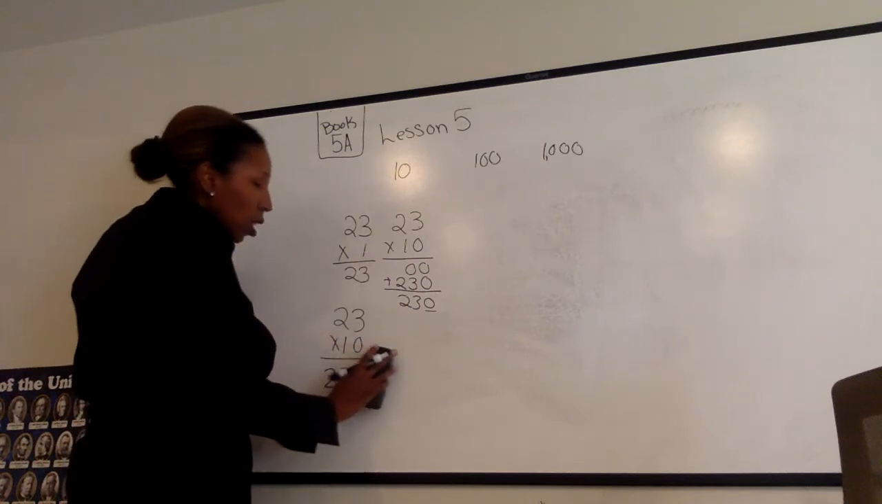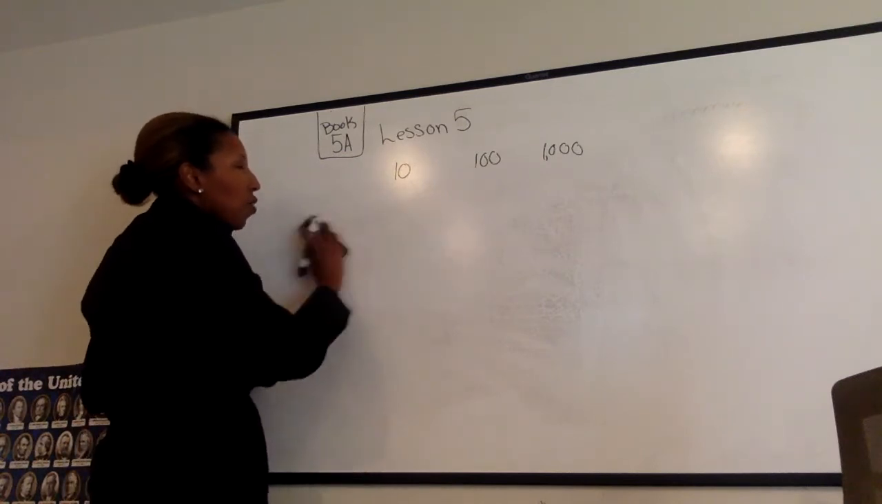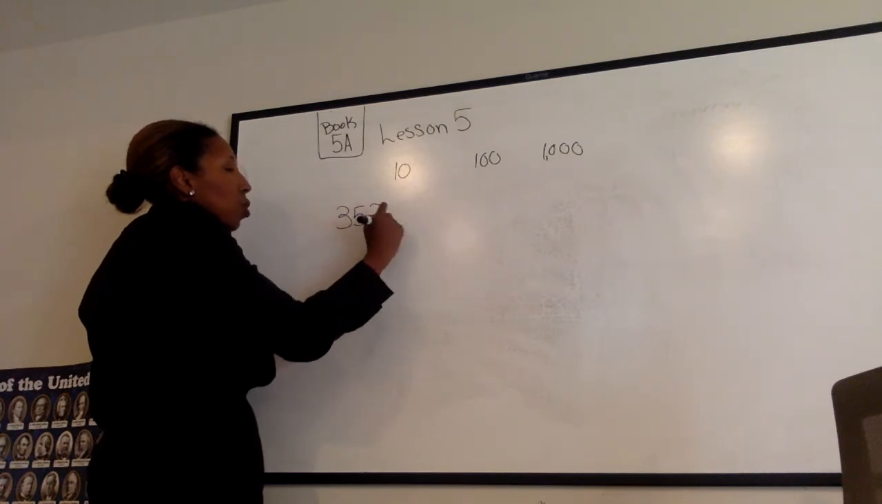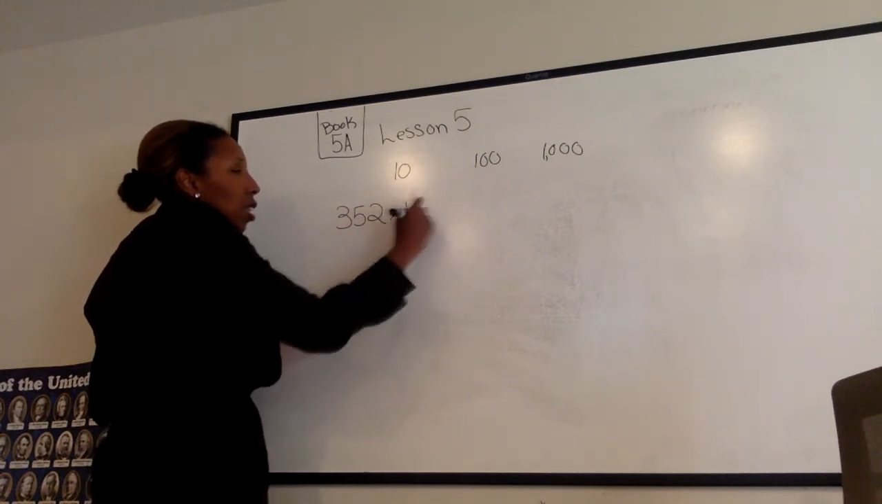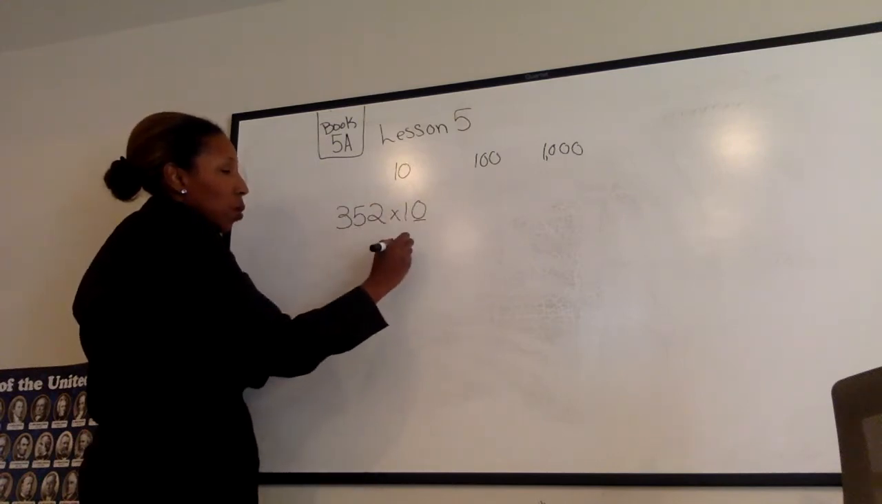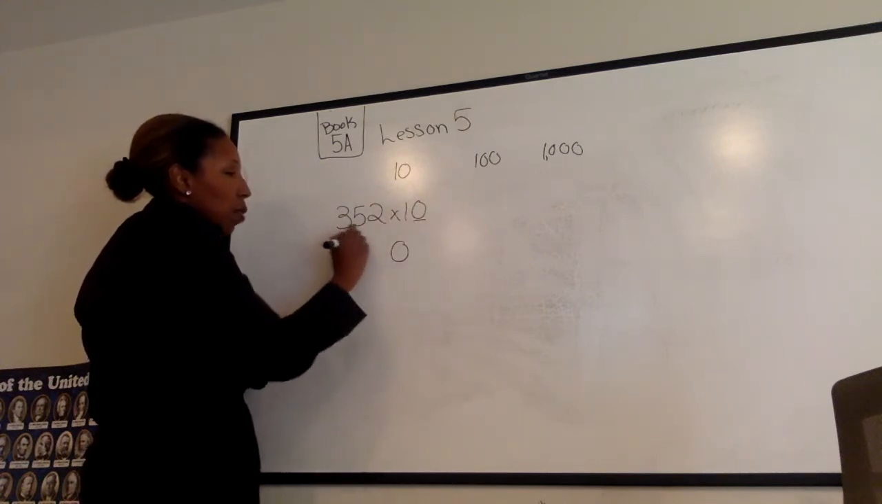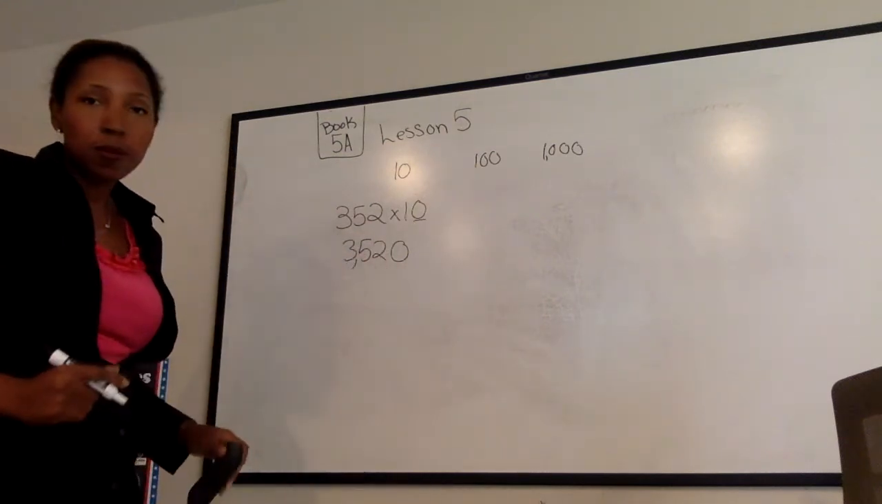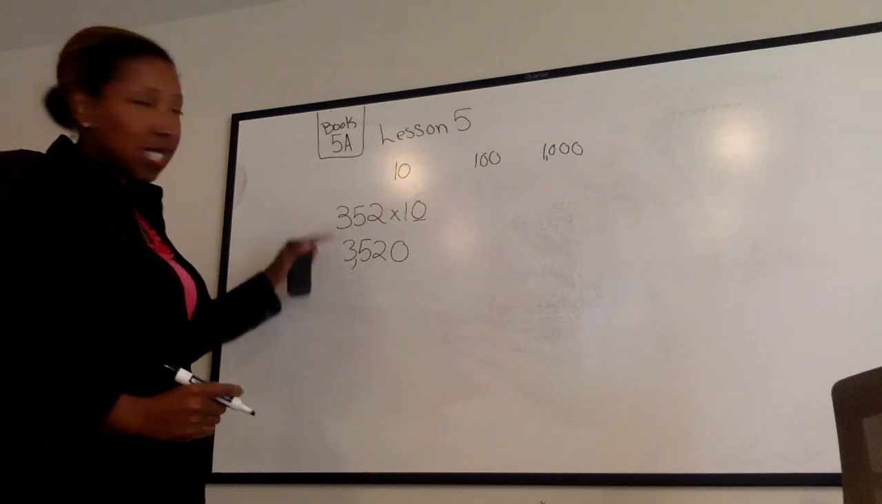So, let's try this with a different number. If I had 352 times 10, all I would do is say there's 1 zero, so I'm going to put my 1 zero down and copy the rest of the number. And that's all. Done. Now, that seems simple.